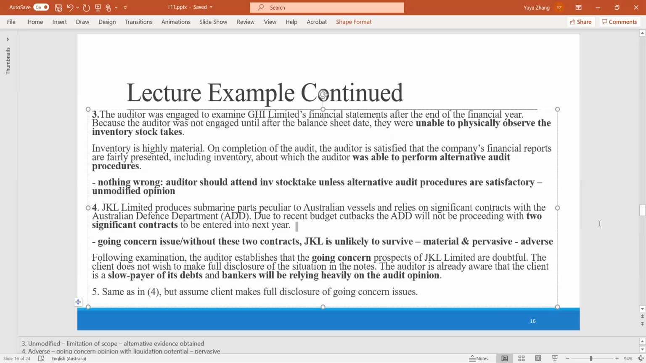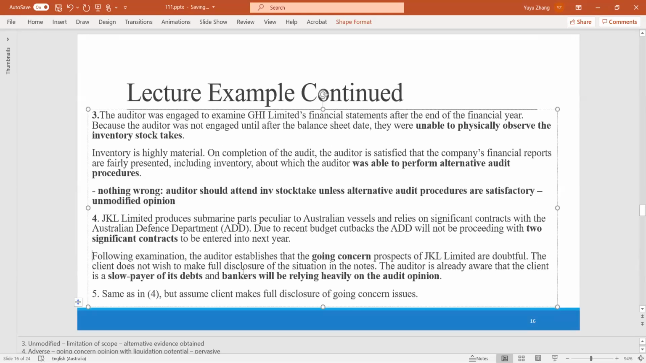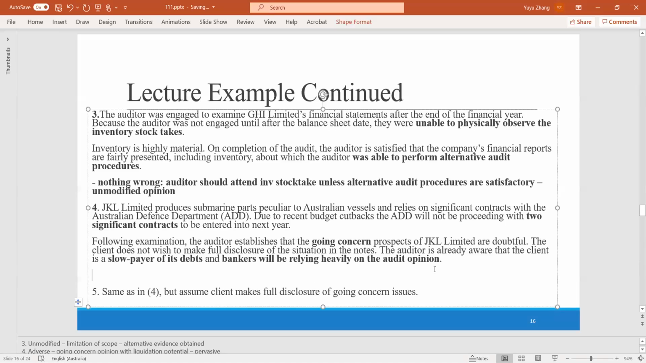Now let's move on to the next paragraph. Okay. So following the examination, the client does not wish to make full disclosure of the situation in the notes. All right. So the client does not want to make full disclosure of the going concern situation in the notes. Also, the bankers will not be relying heavily on the audit opinion. The client is a slow payer on the debts. So with those further additional information, still going concern.